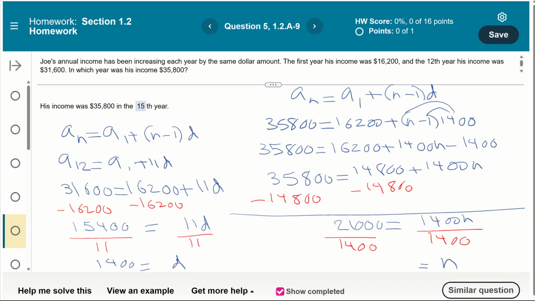So now we know that it was in the 15th year that the income was 35,800. So not difficult, just requires patience, right? Because you have to apply the formula not once, but indeed twice. And you just have to be careful to use the right numbers in each application, and you'll be in great shape, okay? So make sure that you absorb that before we proceed.